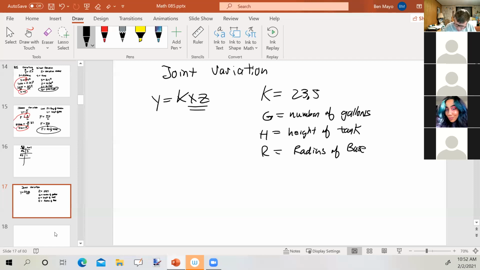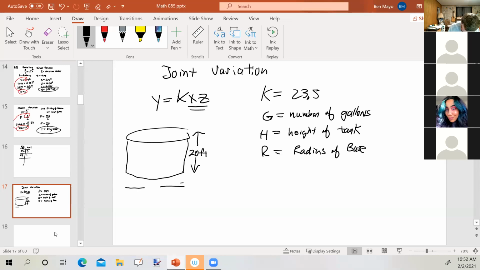Okay, now I'm going to draw a picture here. I'm going to attempt to anyway. So we've got this tank. And we are told that this dimension is 20 feet, and this dimension is 15 feet. So they want us to find the number of gallons that can be stored in this cylindrical tank.